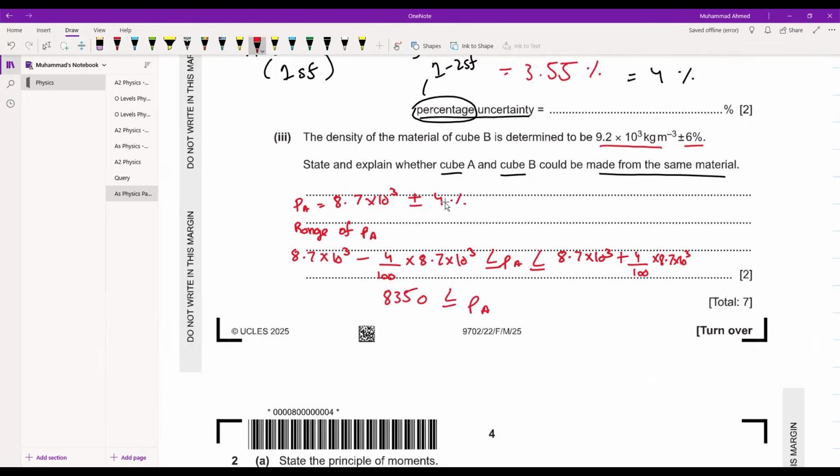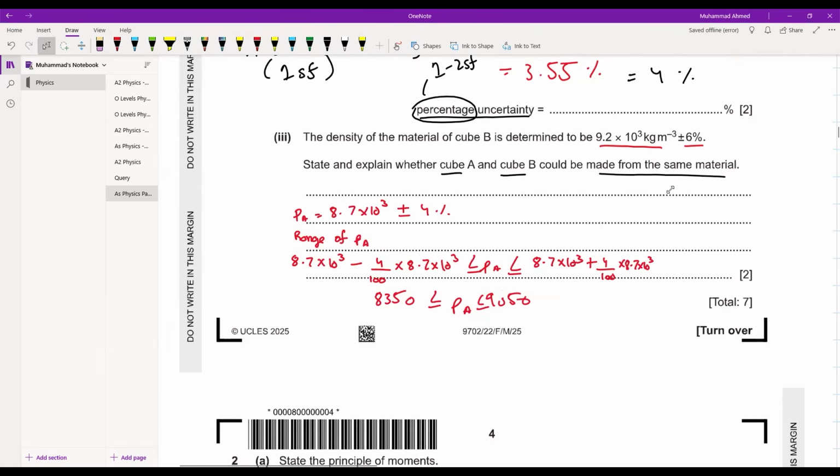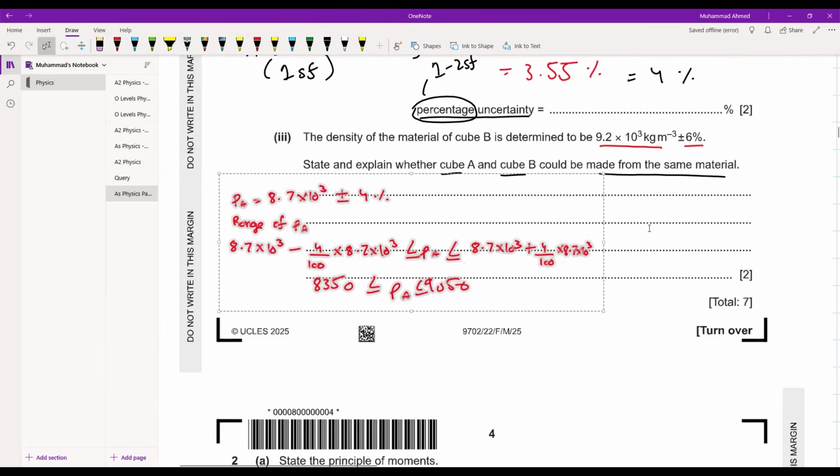What will be the upper bound? This will be your upper bound, 9050. Okay. So this is your range of density of A. Now can you do the same thing for the densities of B? Yeah, sir, we can do that.